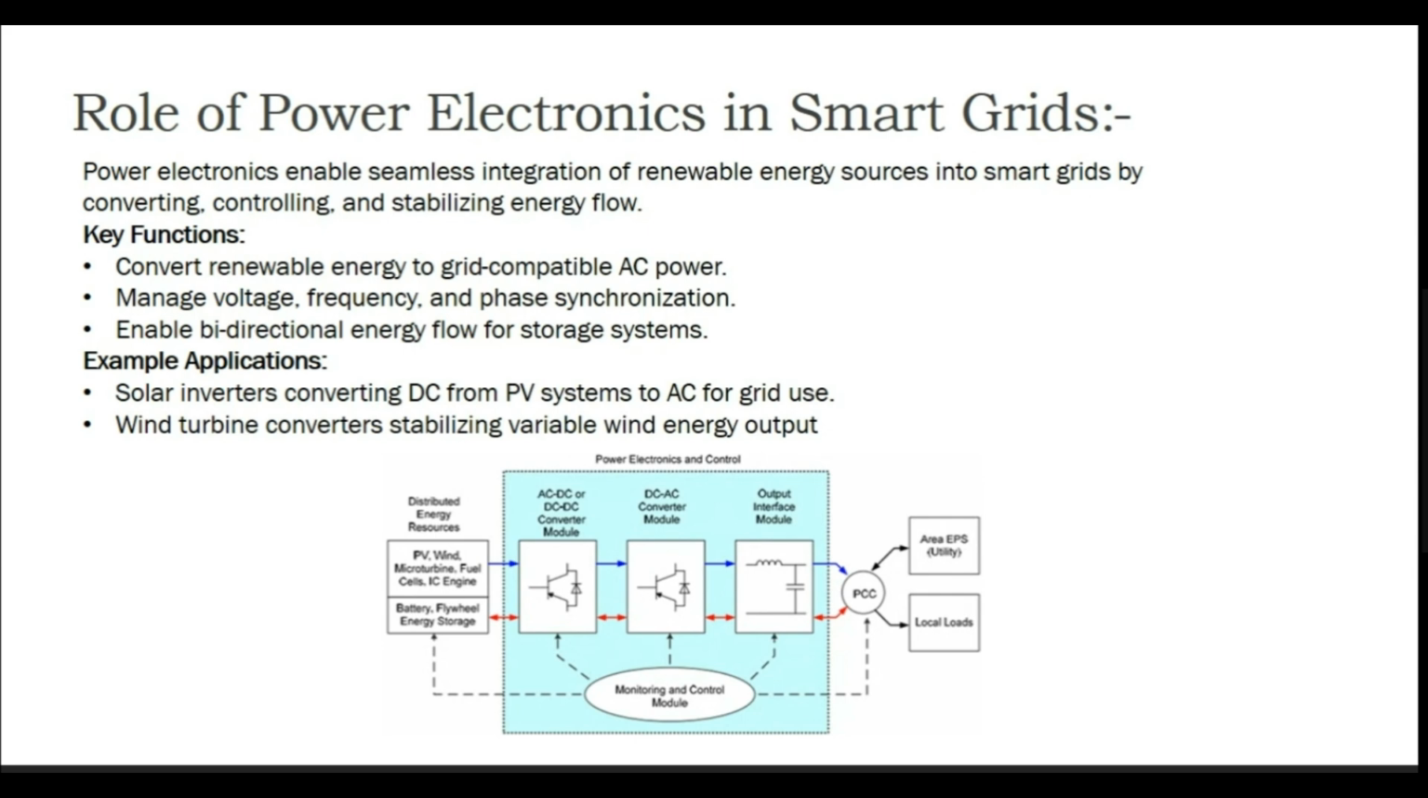And when you're talking about AC, we will definitely have noises, and hence a filter is added over there, and then the corresponding output is connected to the point of common coupling where the other loads are connected. So this is the role of power electronics in the smart grid. It converts one form of energy to the other. It maintains voltage, current, frequency and synchronization, and it also helps in bidirectional energy transfer.